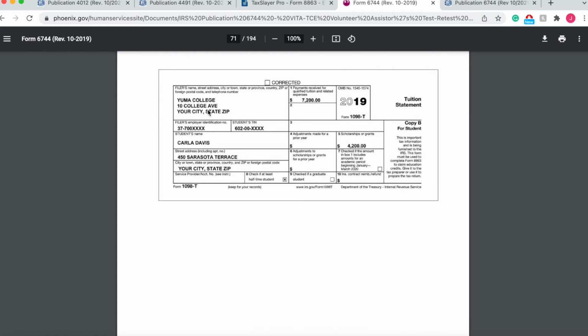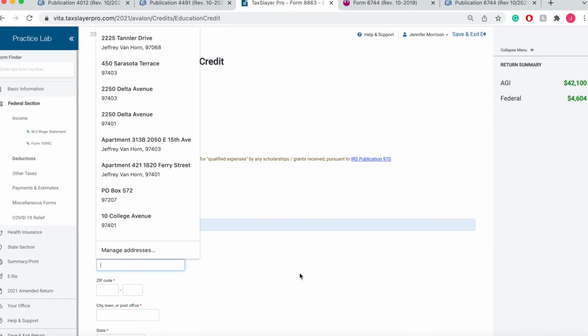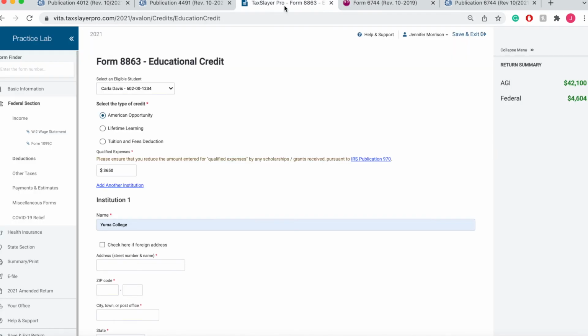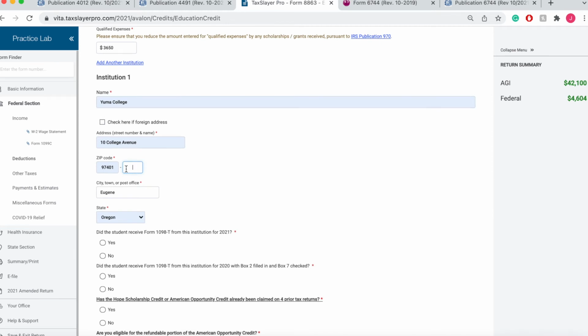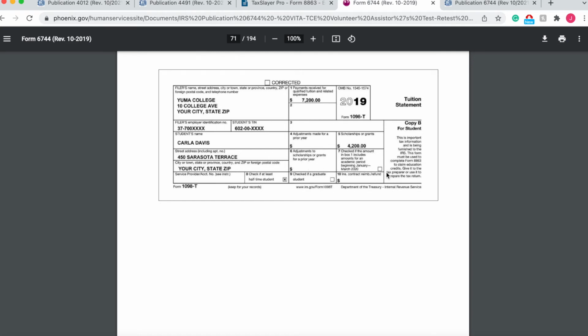And so now we just have to enter the institution's name, and so it's Yuma College. Enter that. And so now it is at 10 College Avenue, 97401, we'll go 3, stay consistent. Eugene, Oregon. Did you receive form 1098-T? Yes. Student received form 1098-T from this institution with box 2 filled in. We don't have any information on that, I don't think. This one includes an academic. Yeah, we don't have any info on that. So it's going to be a no here from us for that one.